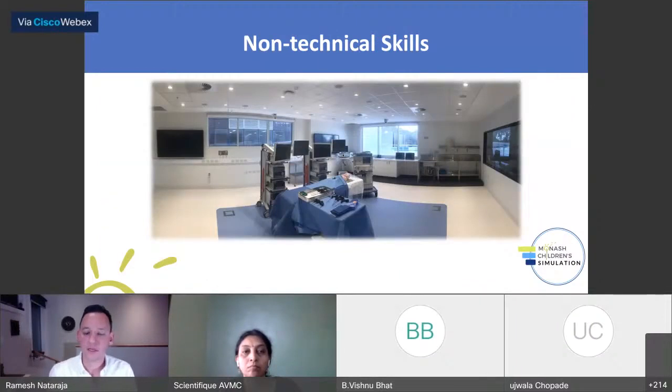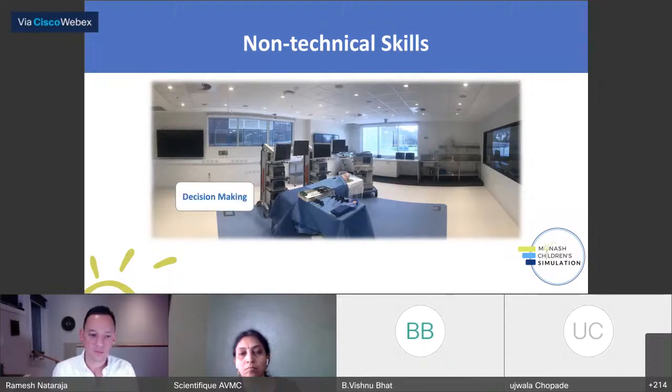So this is the non-technical skills or cognitive skills space. It looks relatively empty because this was after we just opened. It's a lot fuller nowadays, but this is my operating theatre space. When people see it, they always say, oh, this must be where you teach surgeons to operate. And I say, no, it's not. I can teach surgeons to operate at home using laparoscopic remote training.